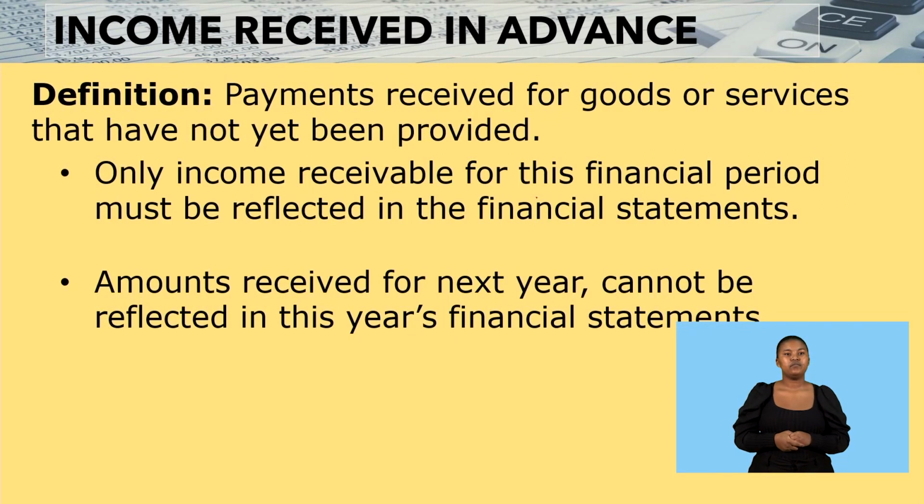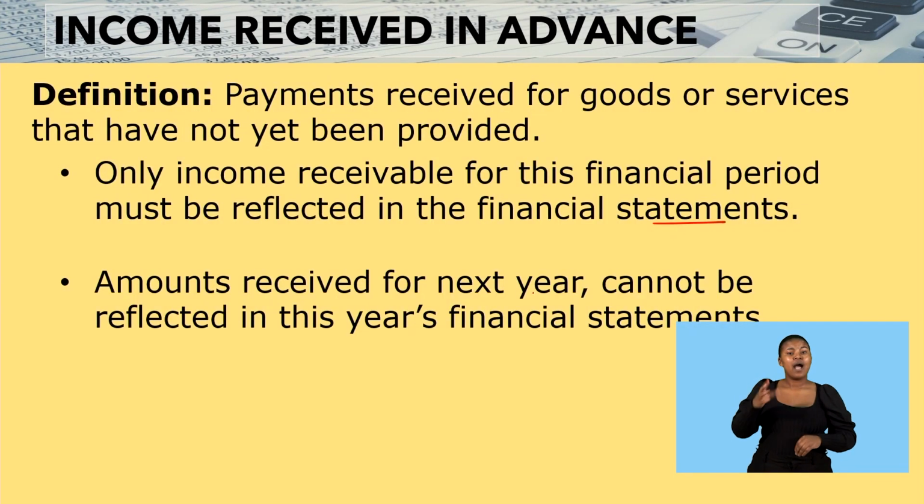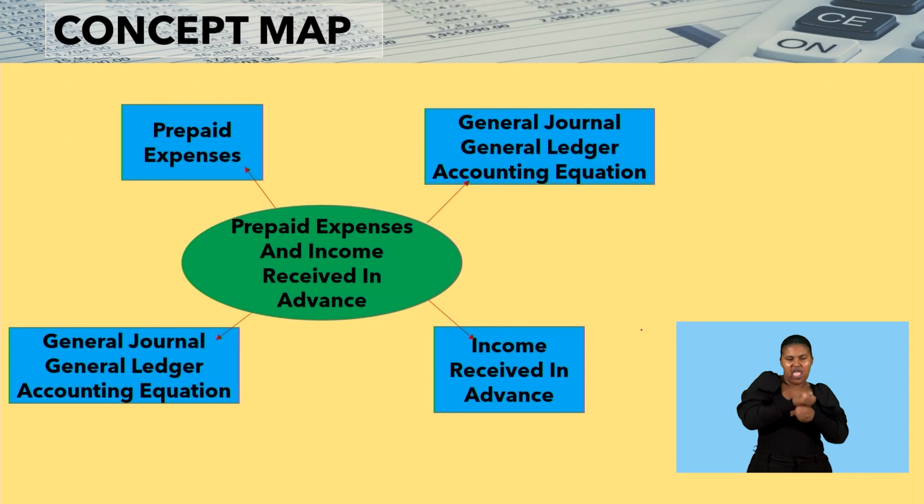Only income receivable for this financial period must be reflected in the financial statements. That simply means income received in advance must be adjusted. Amounts received for the next year cannot be reflected in this year's financial statements.